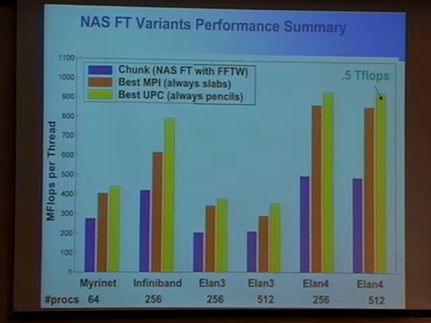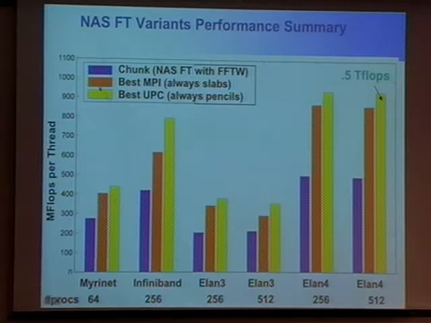So the y-axis here is megaflops, so up is good, and this is the megaflops per thread, just so we can show it easily on one graph. The processor count is down here at the bottom, and there are a few different networks that you're seeing here: Myrinet, InfiniBand, and 2 different Quadrics networks. The chunk algorithm is the slowest of the 3.